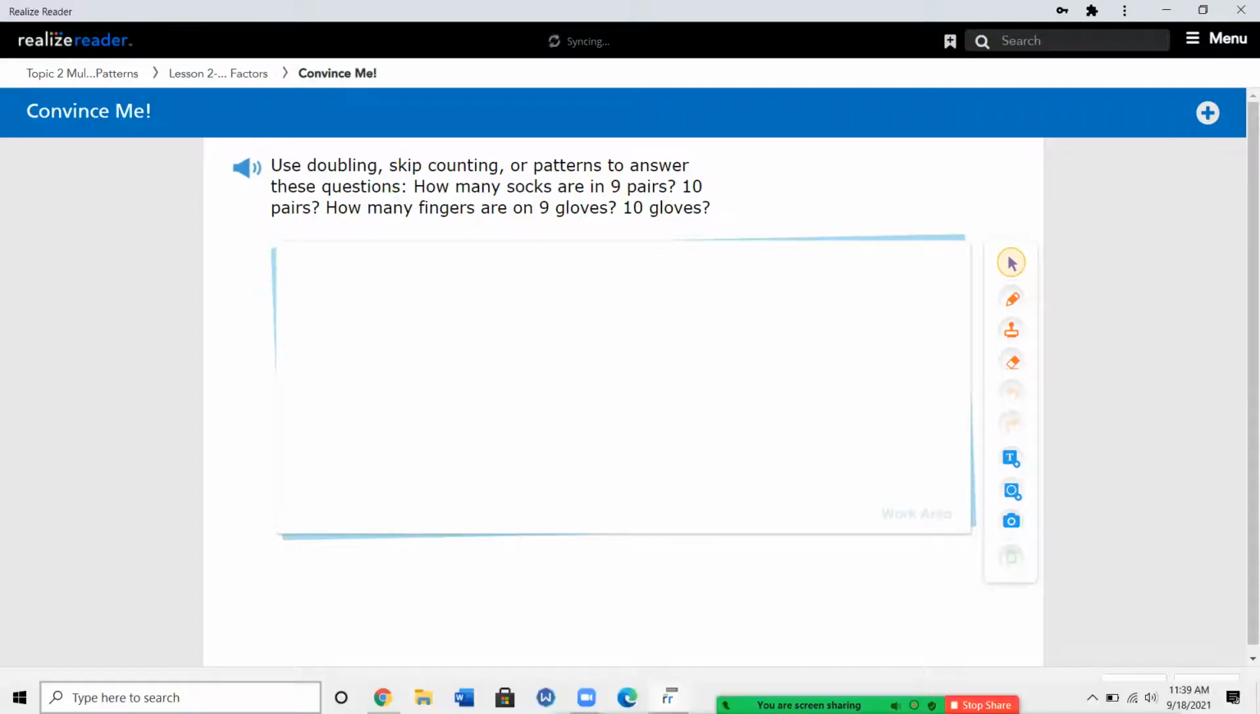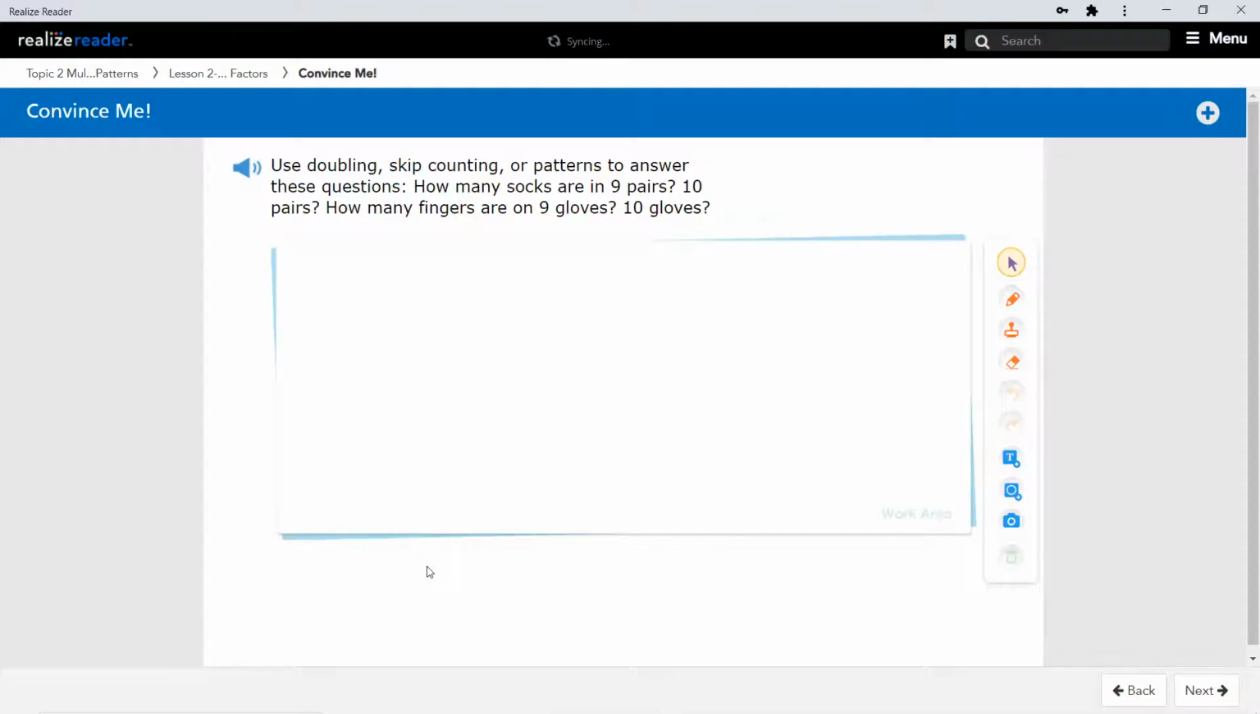Some of the things that we need to pay attention to here are we're going to be skip counting, or we could use our doubling. But what we need to pay attention to is the hidden questions that we have sometimes inside of these other questions. If it tells you how many socks are in 9 pairs, first you have to know how much is in 1 pair of socks. I know that 1 pair of socks has 2. So if I'm doing 9 pairs of socks, that's either 9 times 2, or using the commutative property that we learned about in our previous unit, I can do 2 times 9.